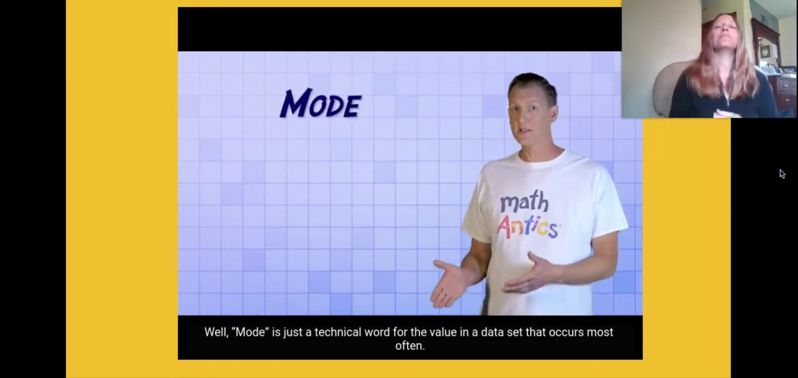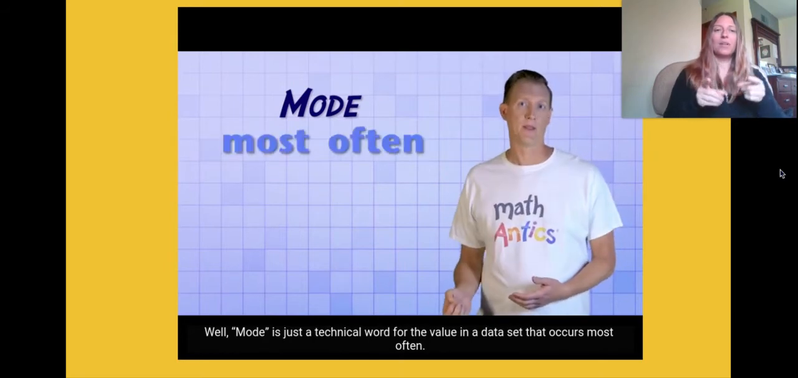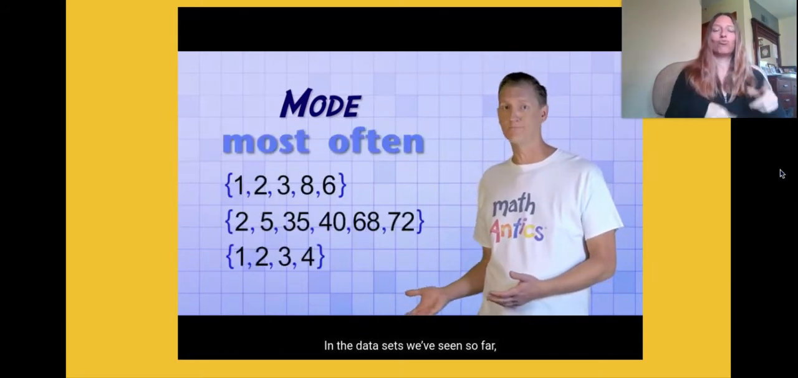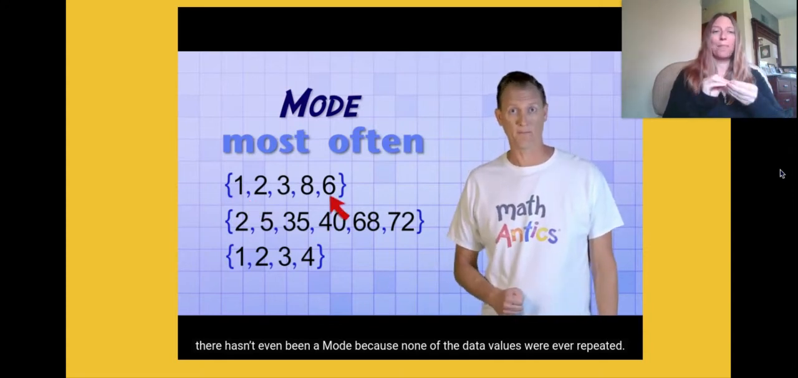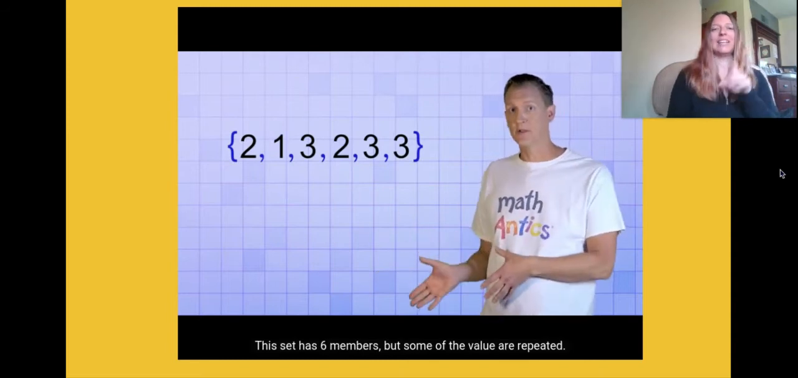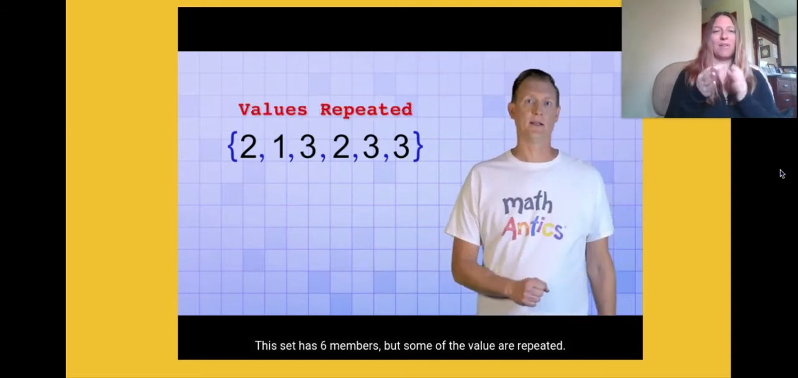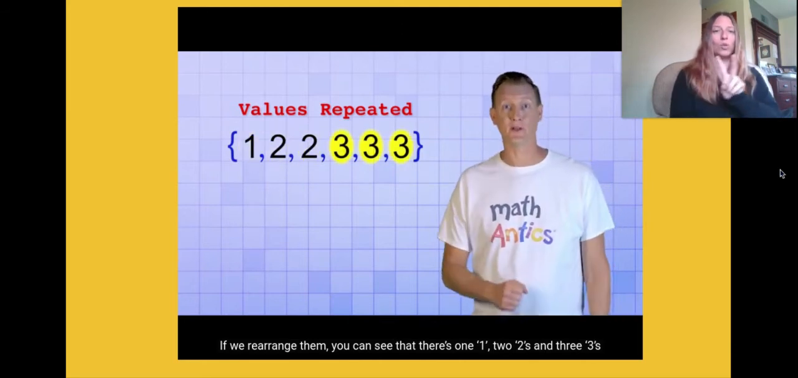Well, mode is just a technical word for the value in a data set that occurs most often. In the data sets we've seen so far, there hasn't even been a mode because none of the data values were ever repeated. But what if you had this data set? This set has 6 members, but some of the values are repeated. If we rearrange them, you can see that there's 1 1, 2 2s, and 3 3s.